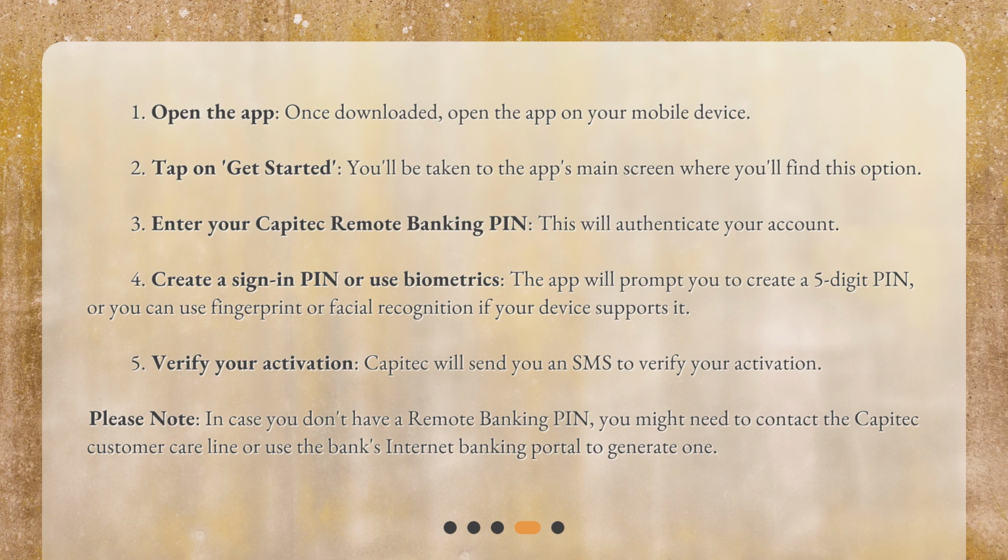4. Create a sign-in PIN or use biometrics. The app will prompt you to create a 5-digit PIN, or you can use fingerprint or facial recognition if your device supports it. 5. Verify your activation. Capitec will send you an SMS to verify your activation.